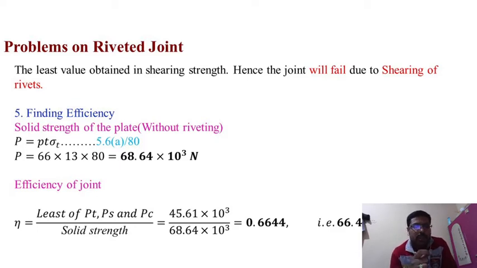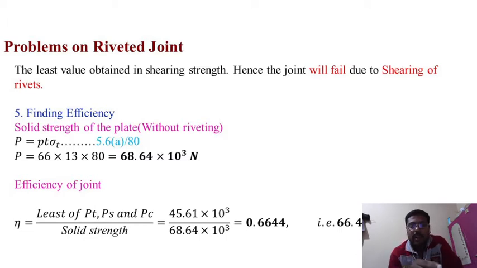Then, what is the value of the efficiency of the joint? The efficiency of the joint is equal to the least value of the tearing strength, shearing strength and crushing strength, divided by the solid strength. Once again the efficiency formula: the least of these three values, whichever is the least, divided by the solid strength of the plate.